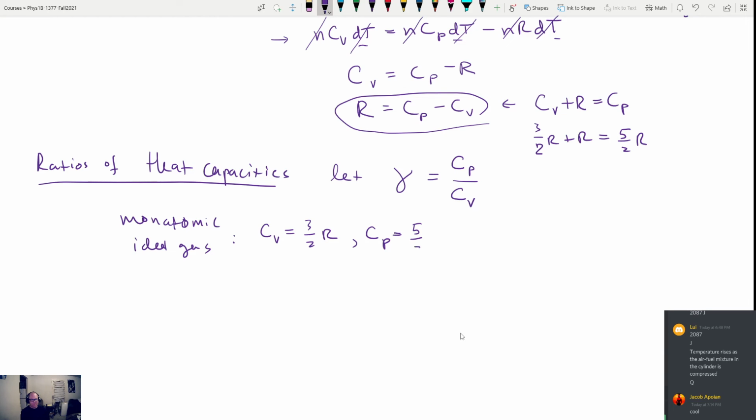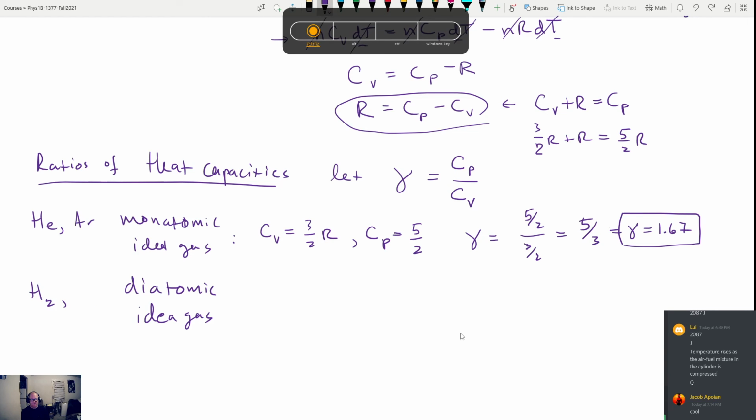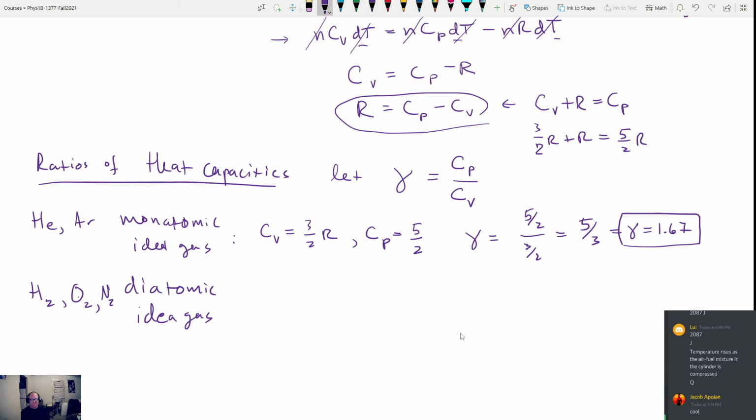So if CP is equal to 5/2 R, then we can write gamma as the ratio of 5/2 divided by 3/2. So gamma is going to be equal to 5/3, which is approximately equal to 1.67. So that's going to be for a monatomic ideal gas. In certain problems you have, you're going to be given this quantity. Okay. For a diatomic ideal gas, just to remind you, monatomic gas is like helium and argon. Diatomic gas is like hydrogen, oxygen, O2, N2, stuff like this.